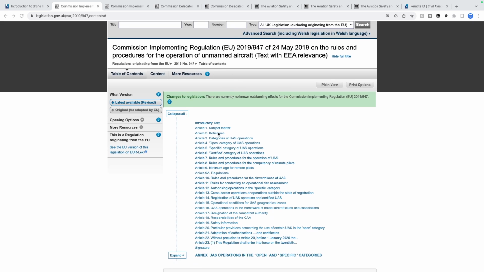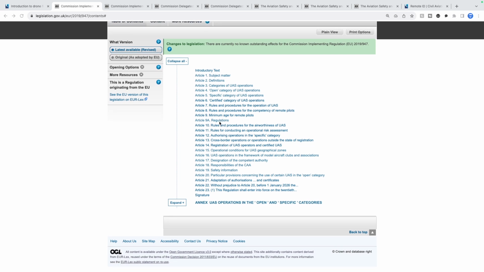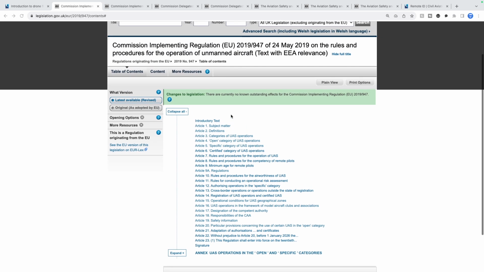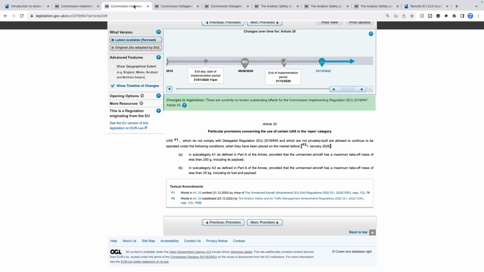Okay, and here is all the introductory material. I've been through all of this. I've read all of these. But you can't just click in one and read it, because you then have so many different hyperlinks within each one to annexes, to provisions, to other things. But this is where you start, okay?